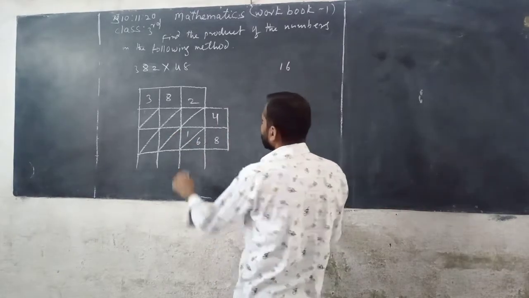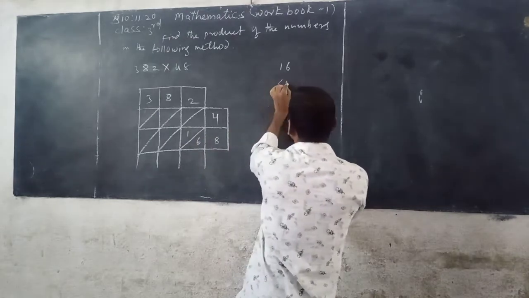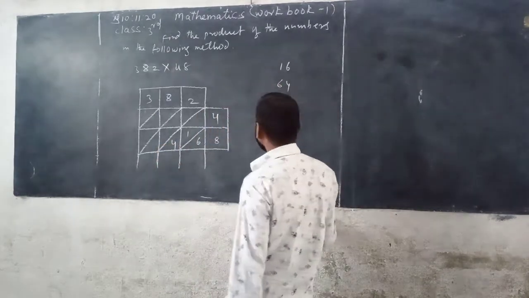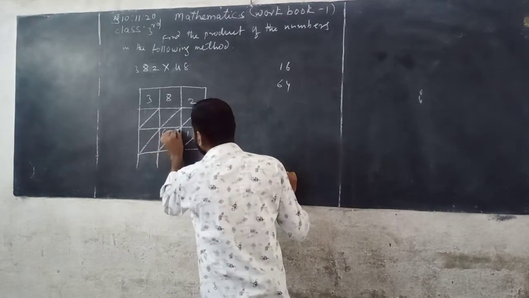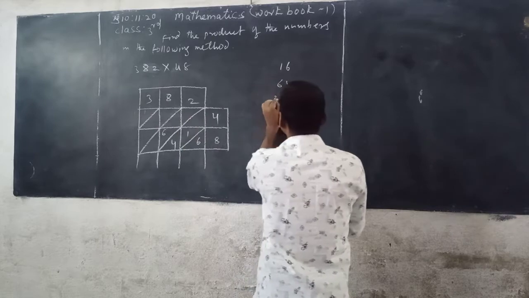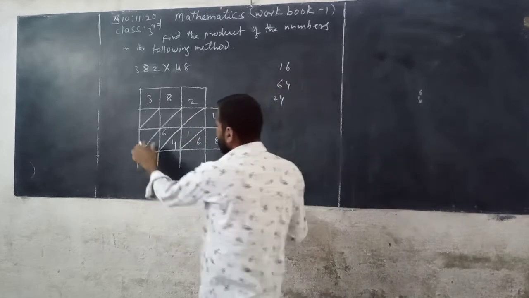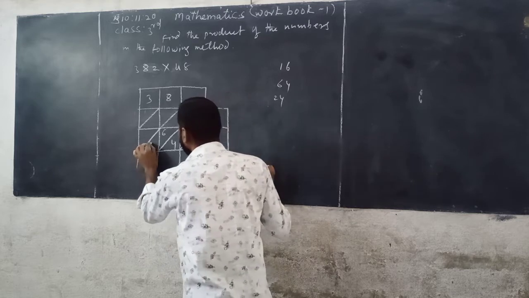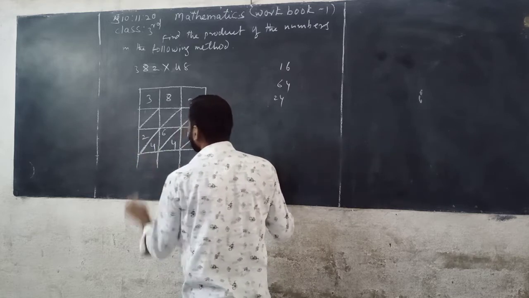Now next, 8 8s are 64. In it 4 is taking here, and 6 is taking above the diagonal. Now next, 8 3s are 24. So 4 is taking in this cell box, where you have to take below of the diagonal, and 2 I have to take above the diagonal.